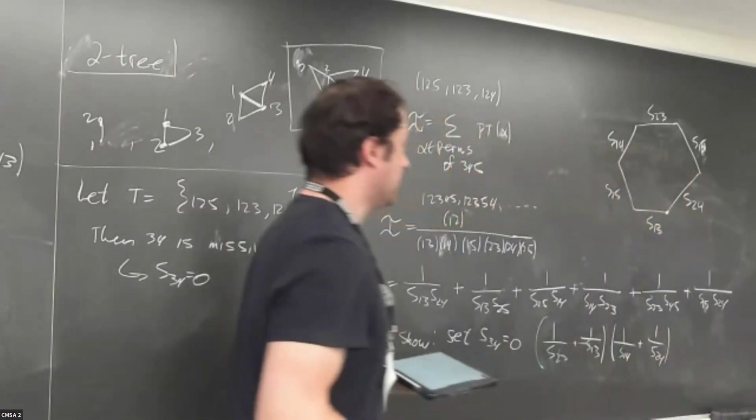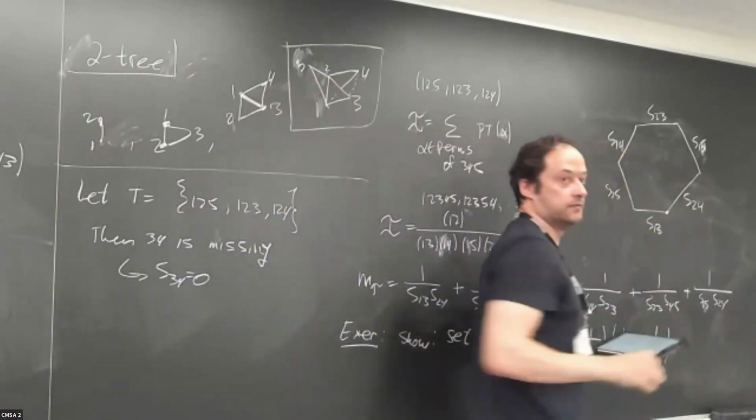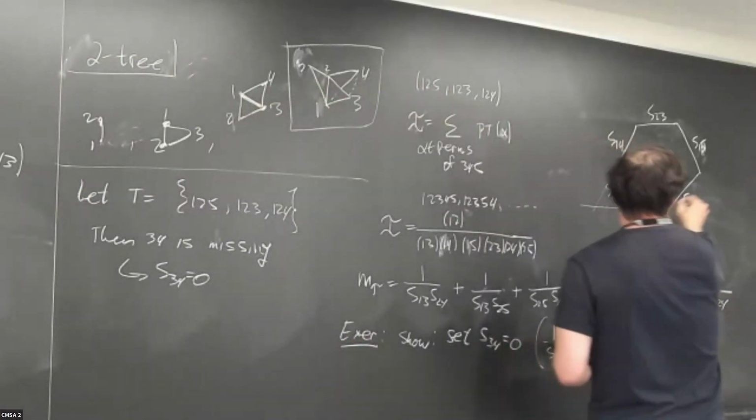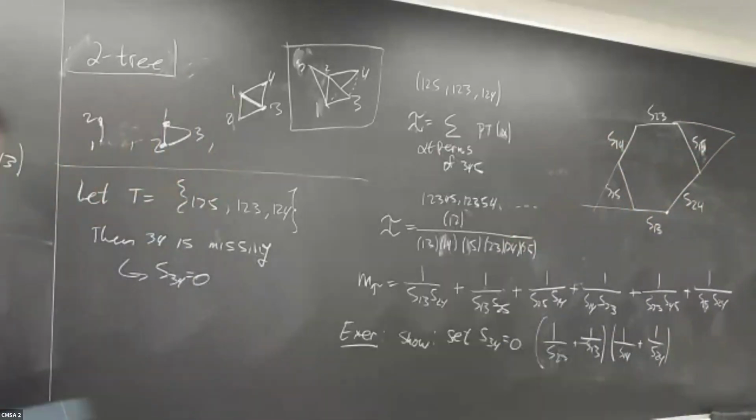So what happens geometrically is that these two facets disappear. This facet disappears, and this facet disappears, and we have a quadrilateral.